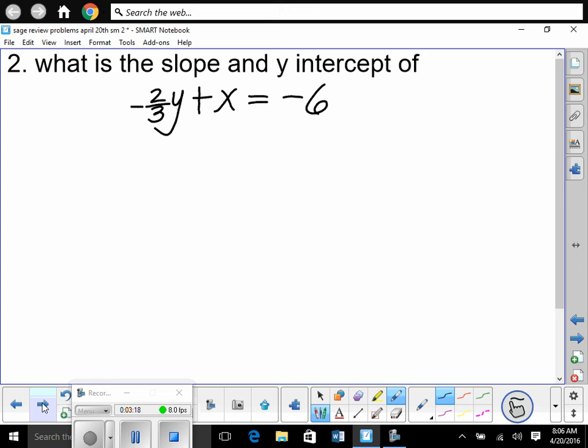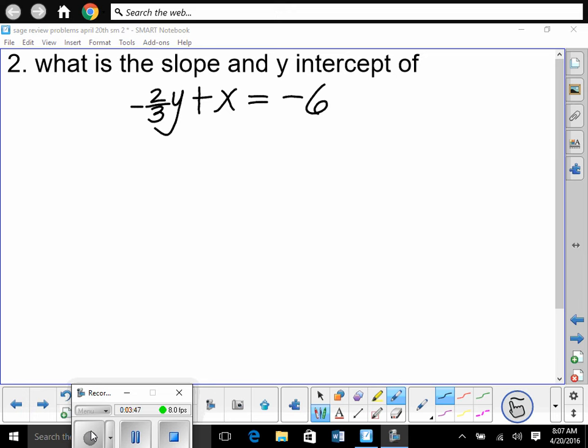Write it down. So it says, what is the slope and the y-intercept of this equation? So we have negative 2/3 y plus x is equal to negative 6. So first of all, we can always find slope and y-intercept, but I'm going to get it in the graphing form. So isn't this a line? Isn't the degree 1 on x? So I'm going to get it in graphing form, which means y equals an equation, right? So let's get y alone.